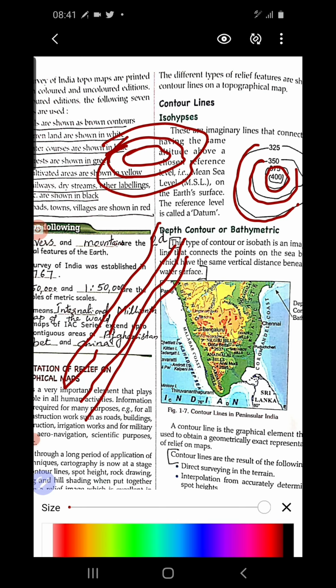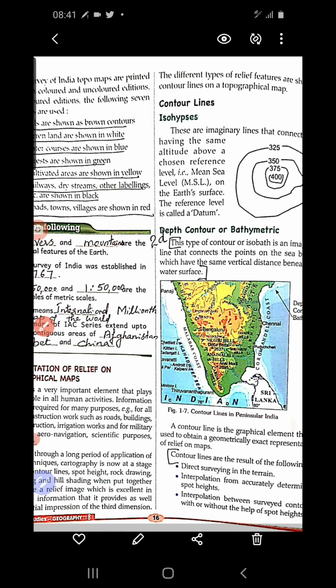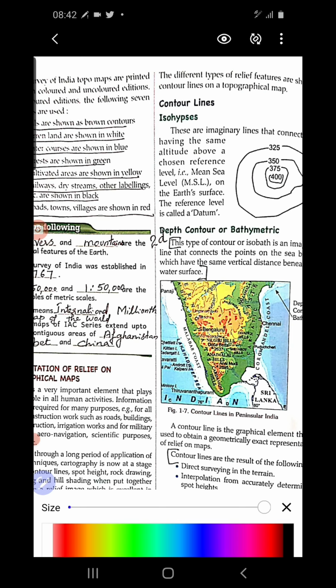Looking at the contours and their pattern, we can make out their height, whether they are steep or gentle, whether there is a depression or a mountain or a hill or a plateau. All these we can make out by looking at the contours. So contour lines are very important. Now let's see what contour lines are. I gave that in the study material also. In simple terms, contour lines are the lines which join places having equal height.